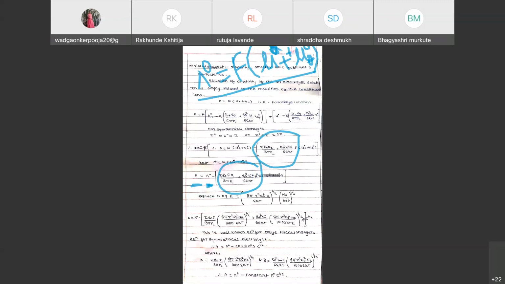So lambda is equal to lambda 0 minus, our equation will be lambda is equal to lambda 0 minus z into e0 f into k upon 3 pi eta plus e0 square omega k upon 6 epsilon k t.